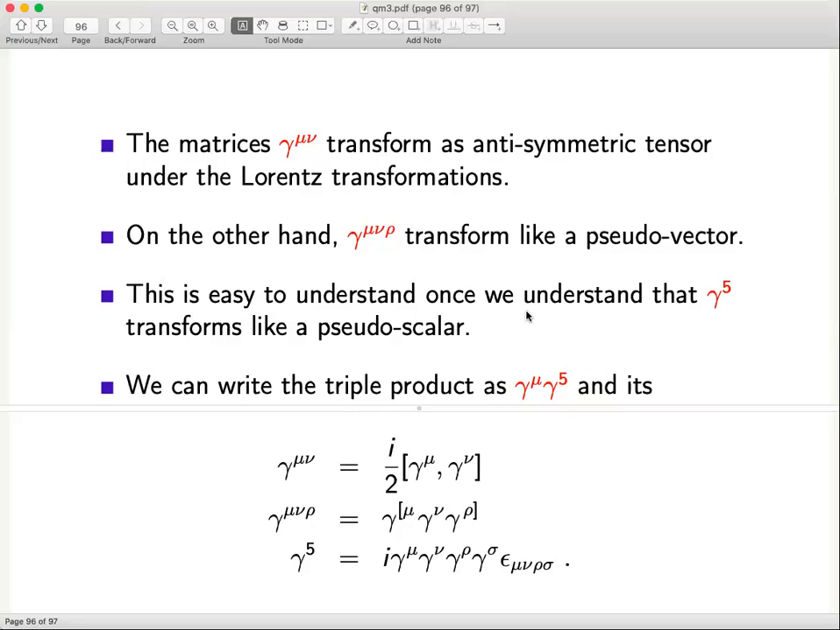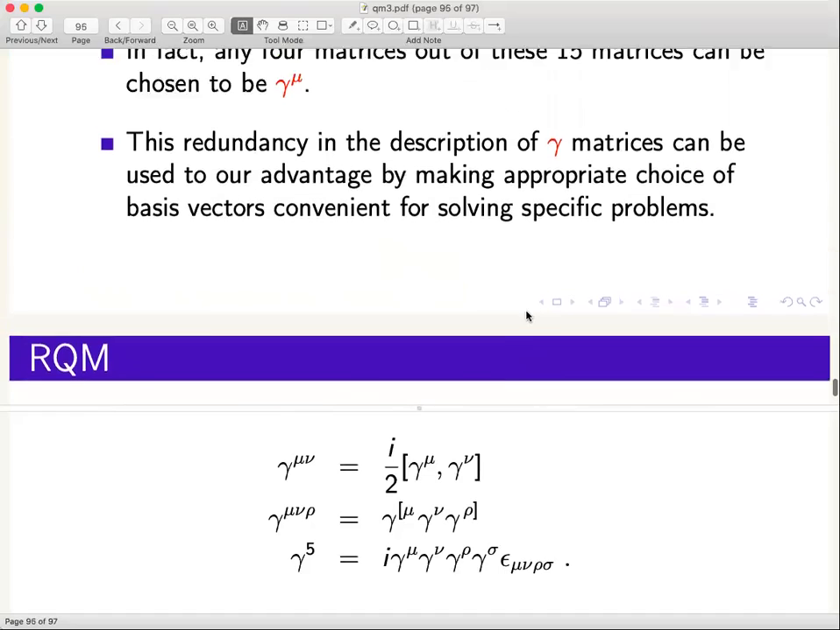Under those transformations, a quantity is called a scalar if it does not change sign. Nothing happens to a scalar under that transformation. A quantity is called a pseudoscalar if it changes sign. So let's go back and see what happens.